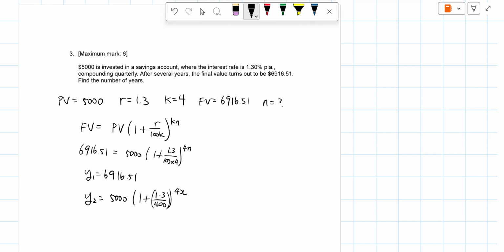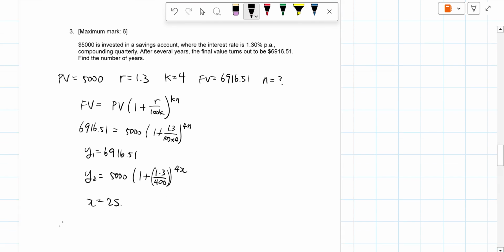And if I calculate the intersection point by doing second trace 5, and then enter after you scroll, I get x is equal to 25. So therefore, we can say that it would take 25 years.